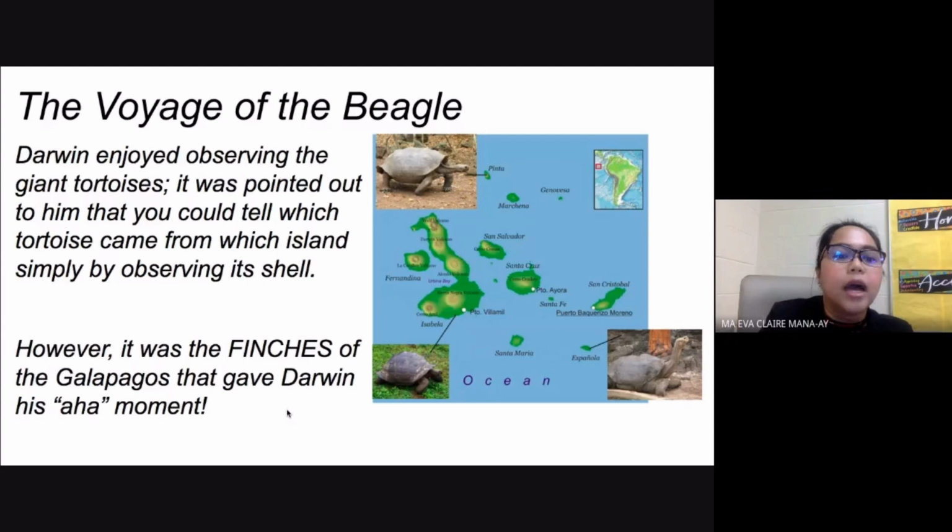Again, we said Charles Darwin could tell whether this tortoise came from Pinta Island, whether this one came from Puerto Villamil, or whether this one came from Española, just by looking at their shells.